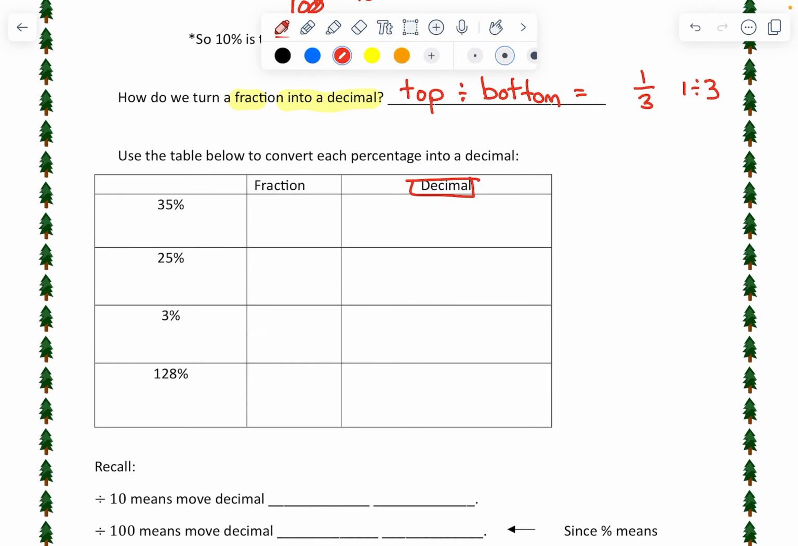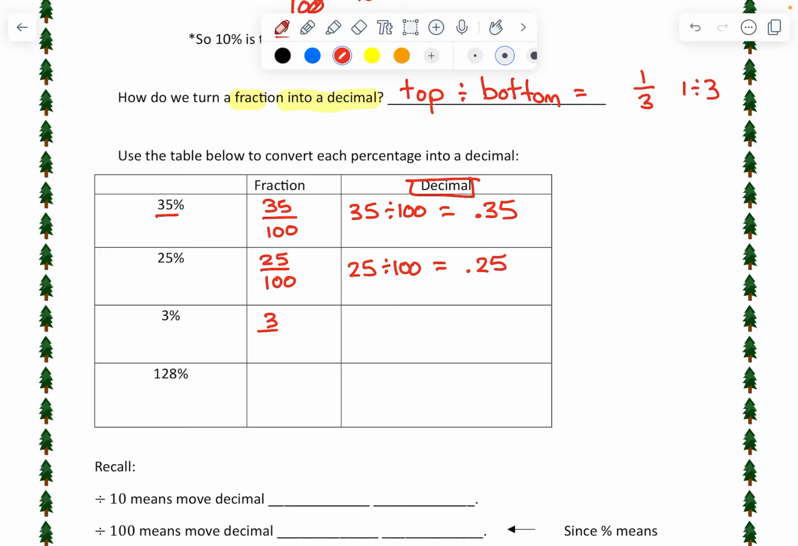All right, so over here I have 35% as a fraction. That means 35 out of 100. So if I wanted to make that into a decimal, I would do 35 divided by 100. And if you type that in your calculator, you're going to get 0.35. If I do 25%, that's 25 out of 100. That's the same thing as 25 divided by 100. And if I type that in my calculator, that's 0.25.